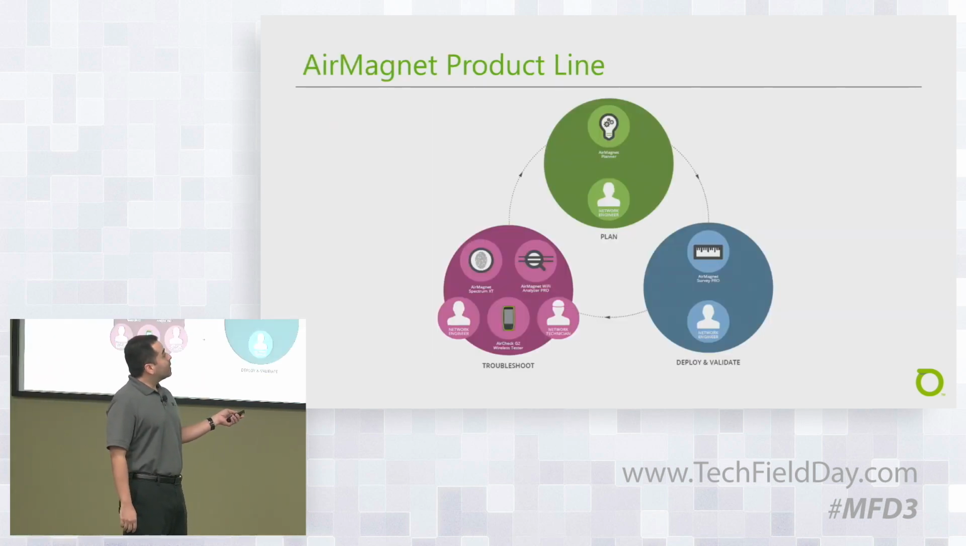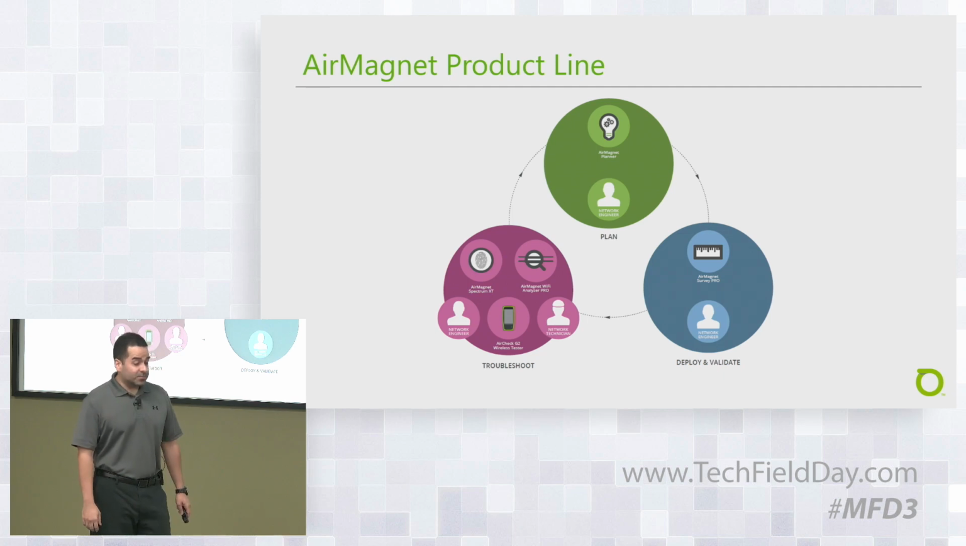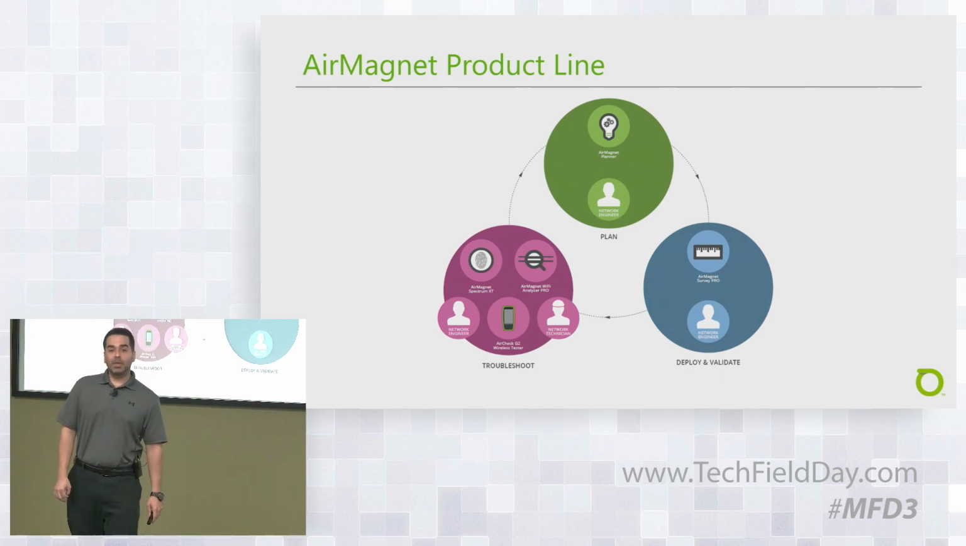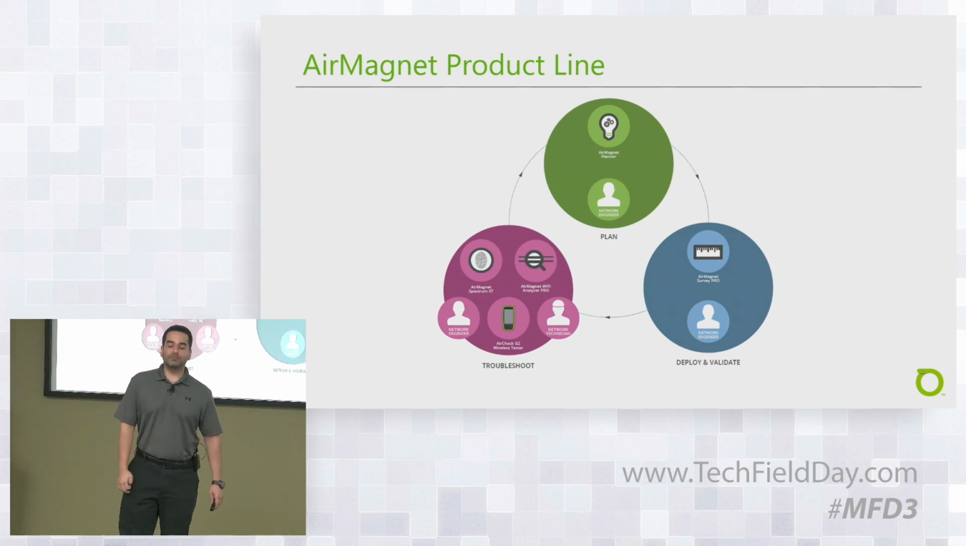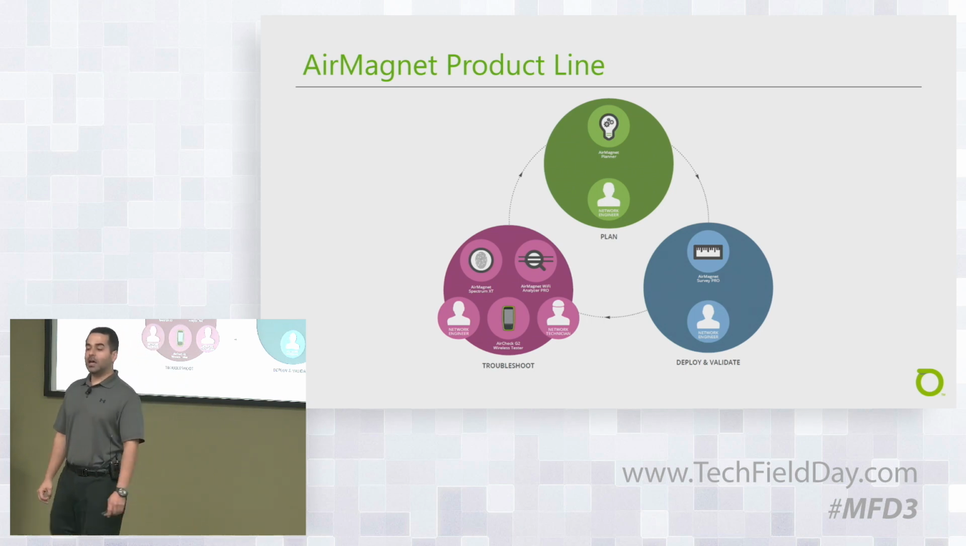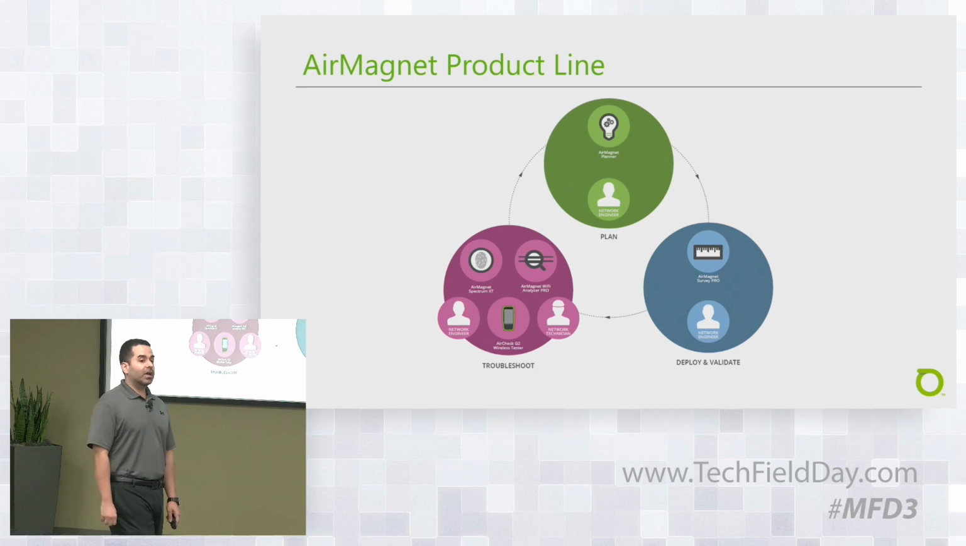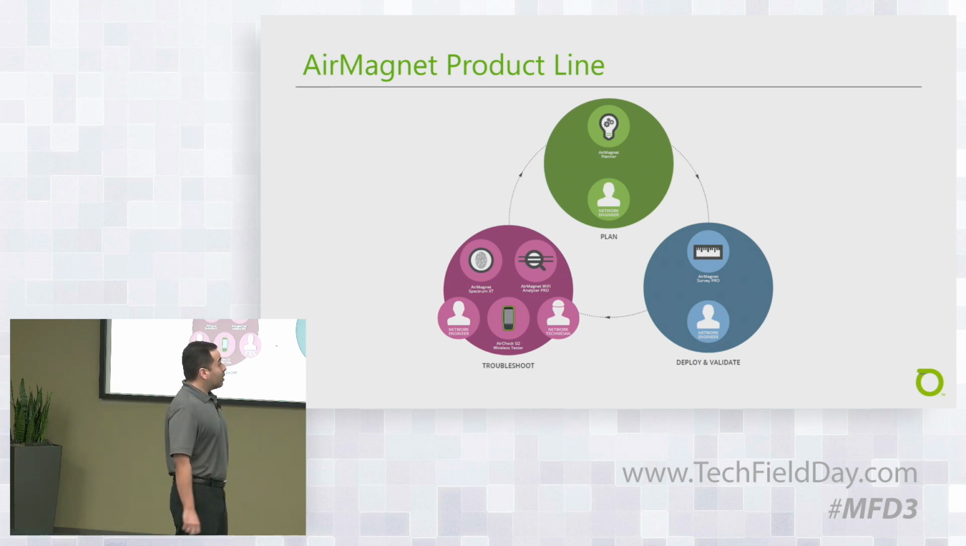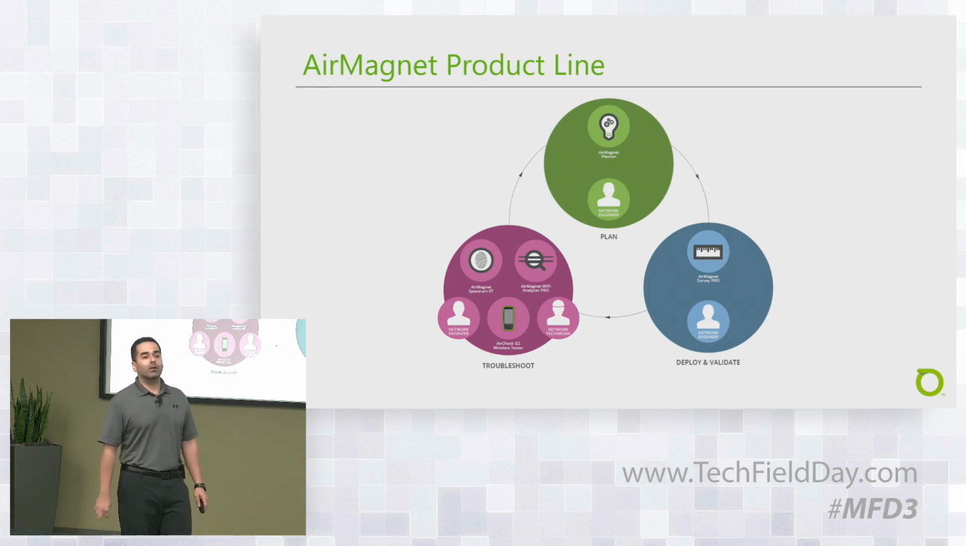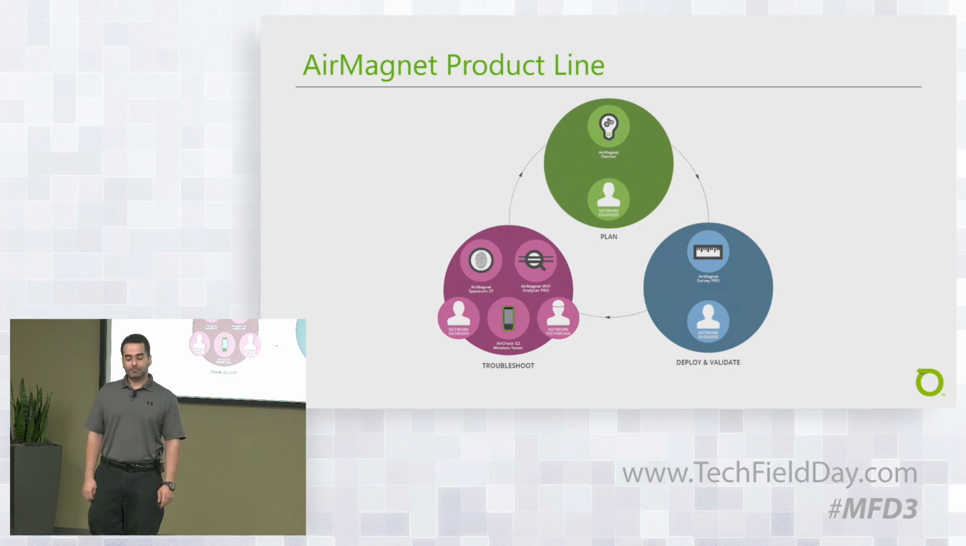Next. This one people have been asking about for a while. Another product line that we have is what we call the AirMagnet product line. Some people have been wondering for a while, what's going on with AirMagnet? So here's a quick overview of the products that are included in AirMagnet.